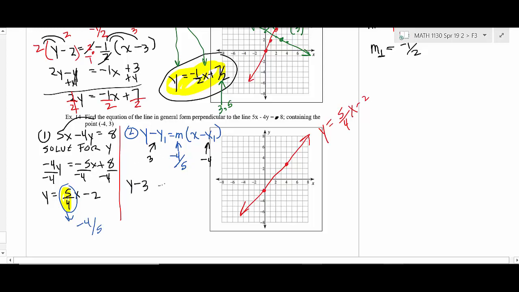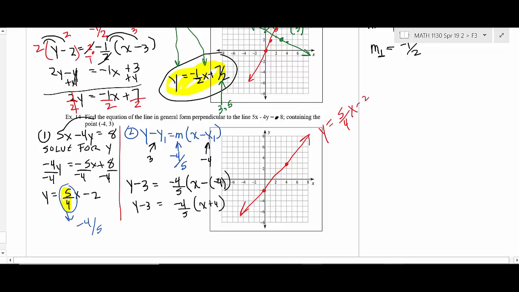So that's y minus 3 equals negative 4/5, and then x subtract negative 4, like that. Then you're going to solve that for y. So if you do that, you would have y minus 3 equals negative 4/5 x plus 4.